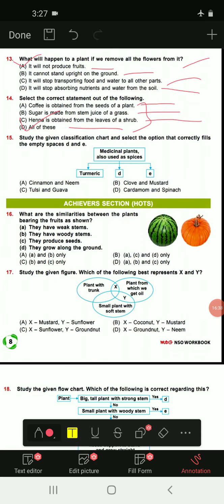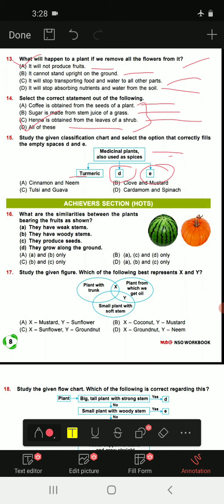Next question. Study the given classification chart and select the option that correctly fills the empty spaces D and E. So what is the chart? Medicinal plants also used as spices. One is turmeric, and here you see D, and here you see E. So you need to find D and E.